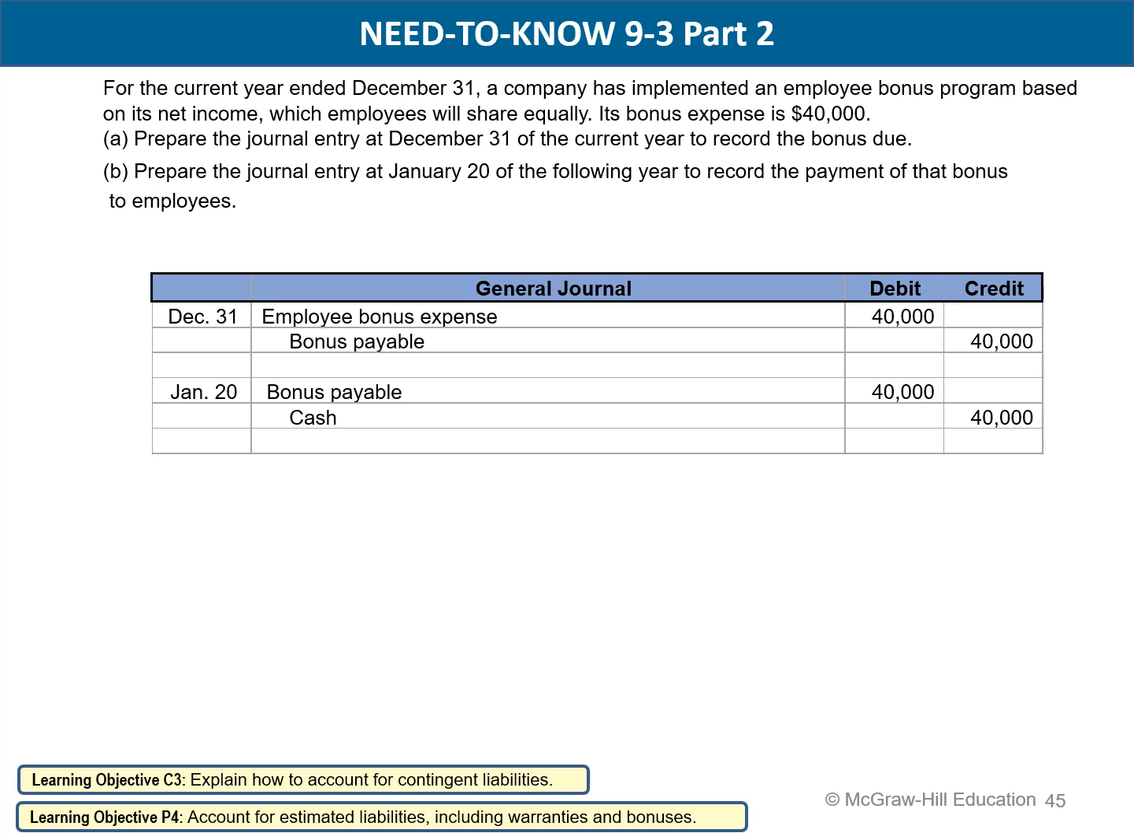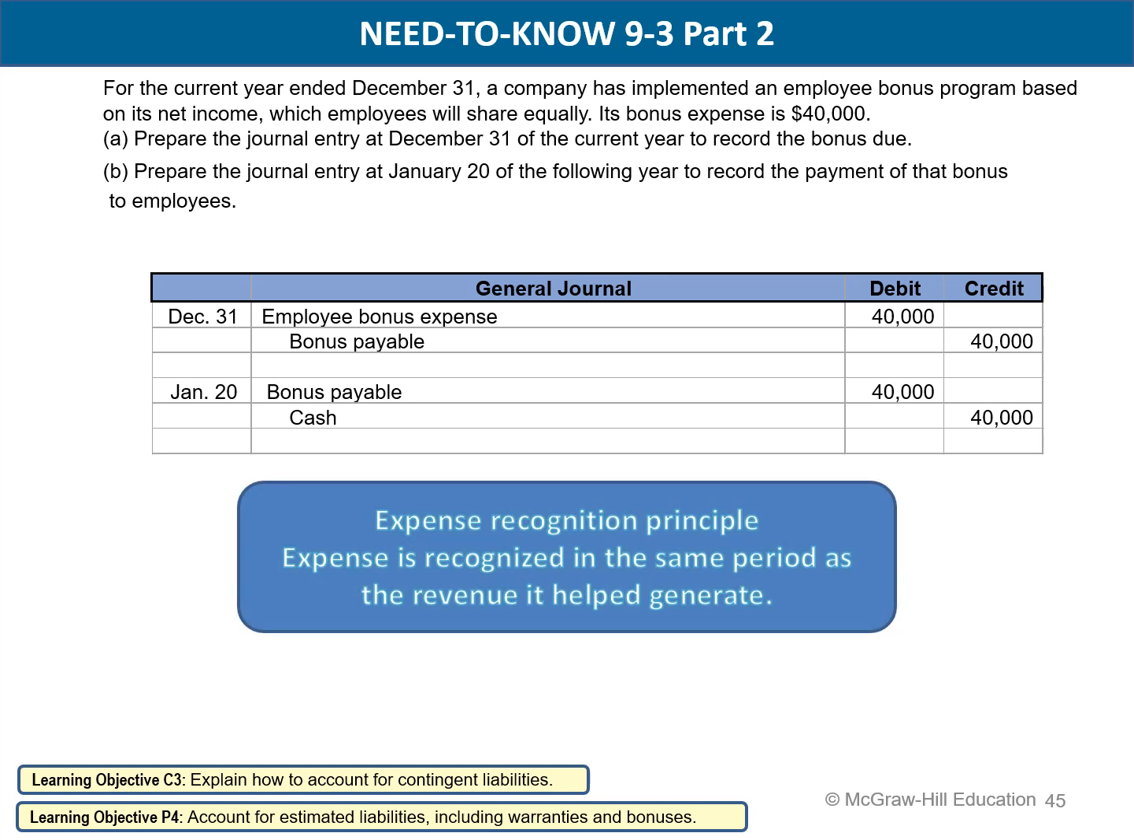So the journal entry December 31st is a debit to employee bonus expense for $40,000, and a credit to bonus payable, right? Then on the 20th, when we pay it, we debit our bonus payable and we credit our cash, right? Again, expense is recognized in the same period as the revenue it helped generate.